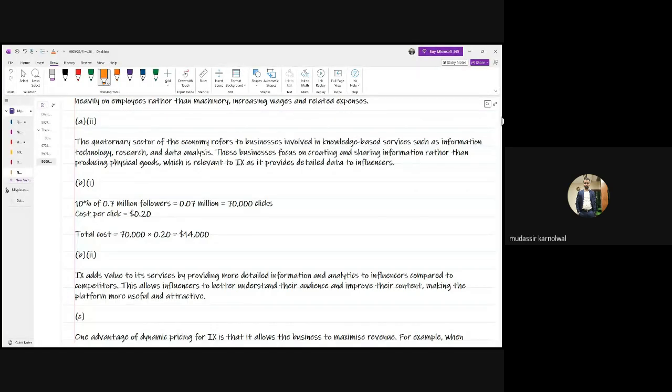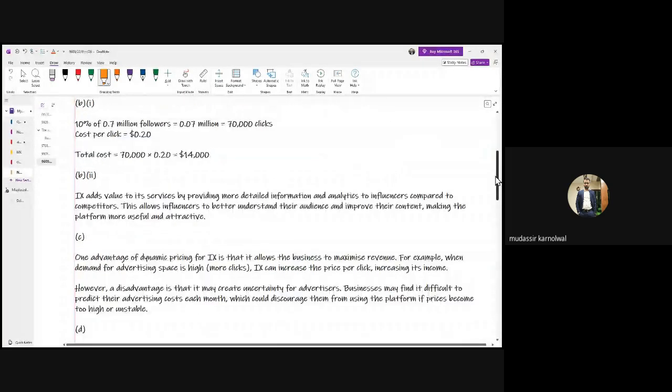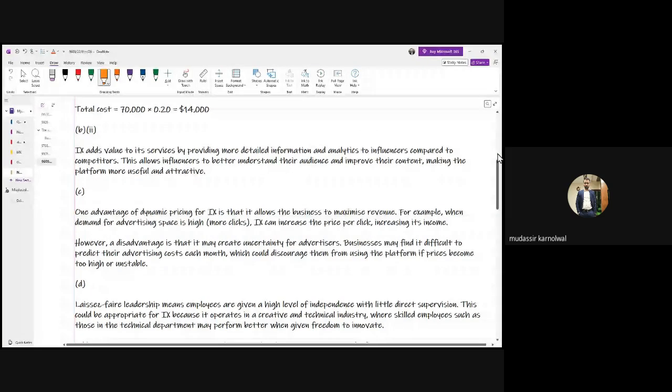Okay. Then B2, how to add the value. IX adds value to its services by providing more detailed information and analytics to influencers compared to the competitors. This allows influencers to better understand their audience and improve their content, making the platform more useful and attractive. Okay? Now C part, where they were asking you the advantage and disadvantage of dynamic pricing. One advantage of dynamic pricing for IX is that it allows the business to maximize revenue. For example, when demand for advertising space is high, with more clicks, IX can increase the price per click, increasing its final income.